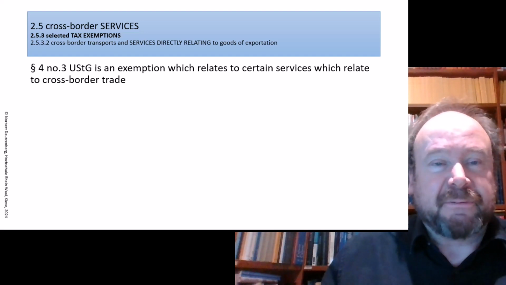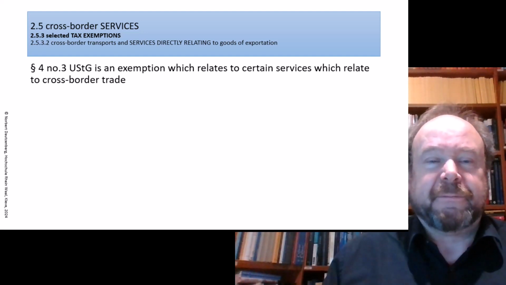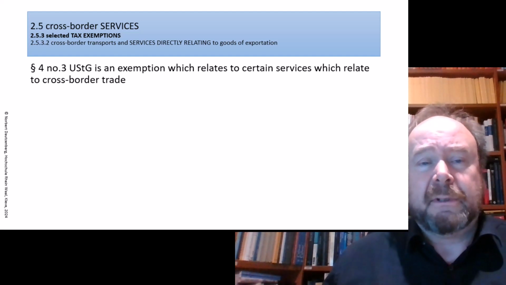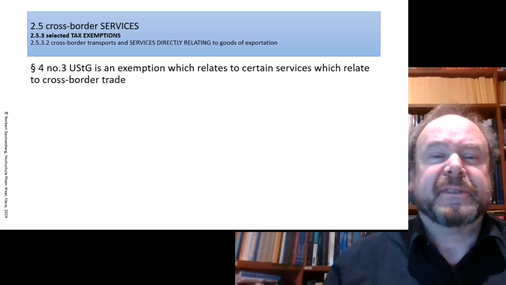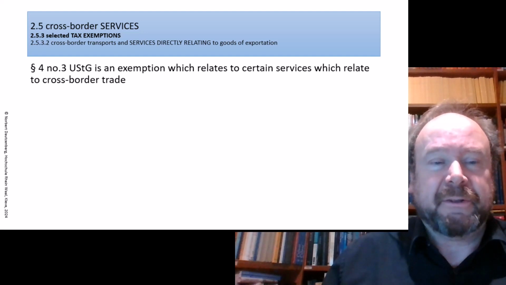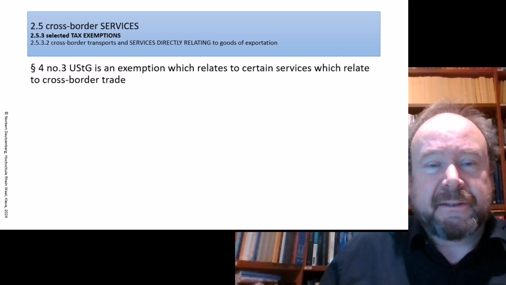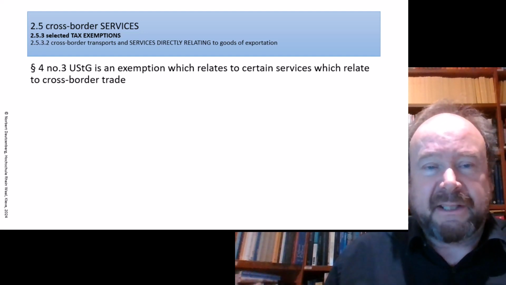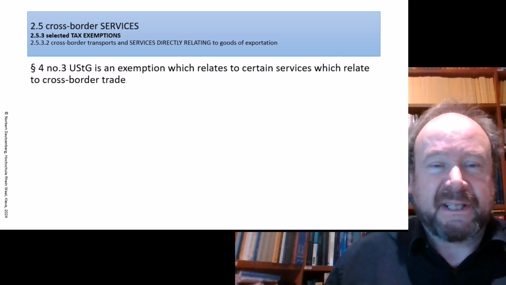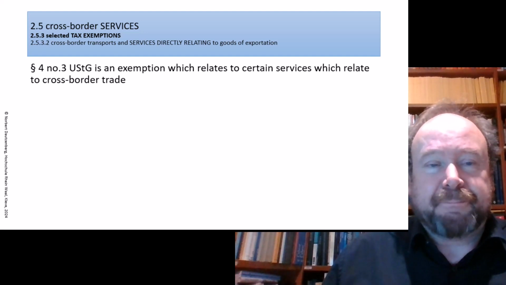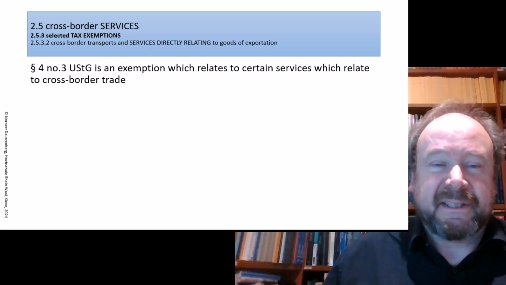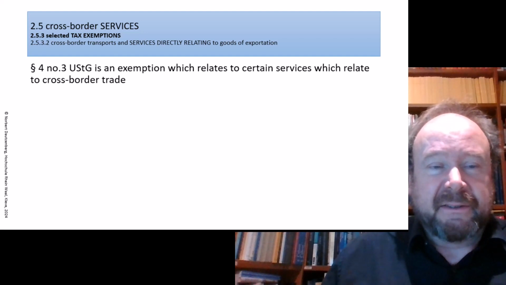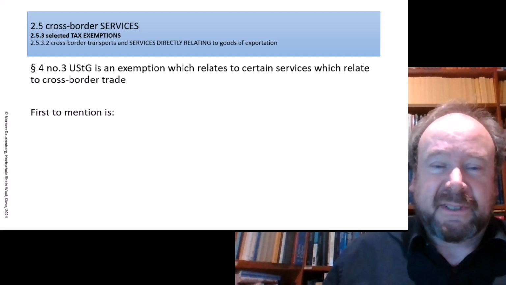You remember paragraph 4 is a very, very long list of a bit more than 30 exemptions from value-added tax. And number 3 is among those which the makers of the law regarded as the most important ones, so that is why they mentioned them among the first ones. This number 3 is the rule which we are talking about, the exemption for cross-border transport.